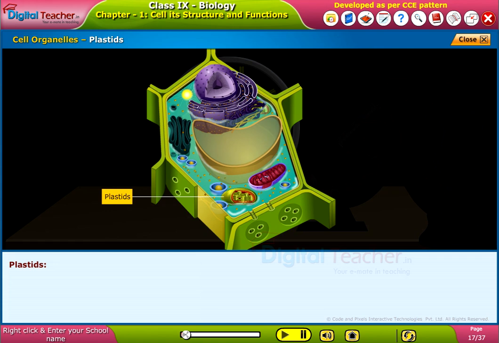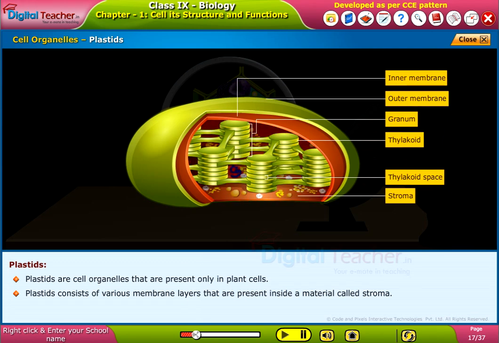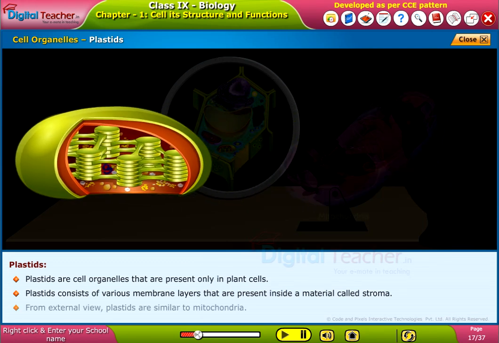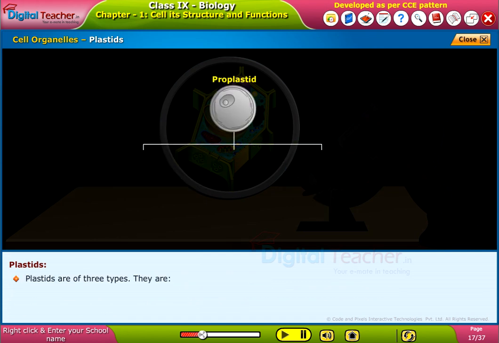Plastids. Plastids are cell organelles that are present only in plant cells. Plastids consist of various membrane layers that are present inside a material called stroma. From external view, plastids are similar to mitochondria. Plastids are of three types.